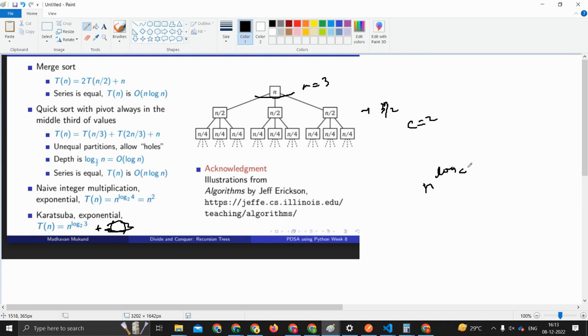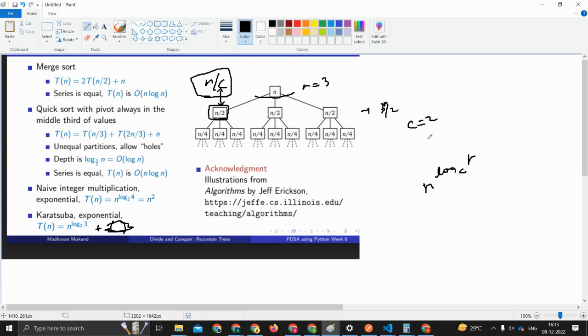Gokul, where are we finding that C is equal to 2 now? Here in this picture, where is C equal to 2? It is not how many blocks it is getting divided into. That is not the C. That is R. Number of blocks is R.